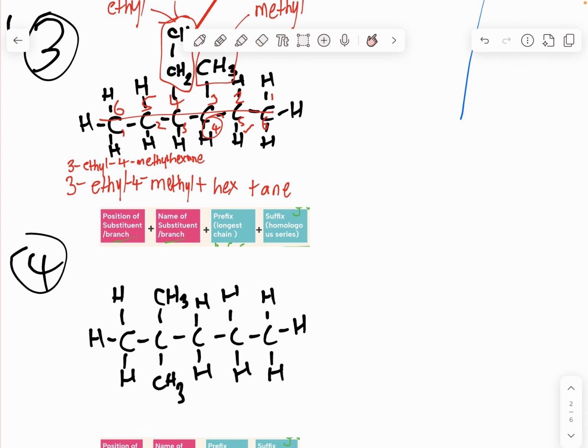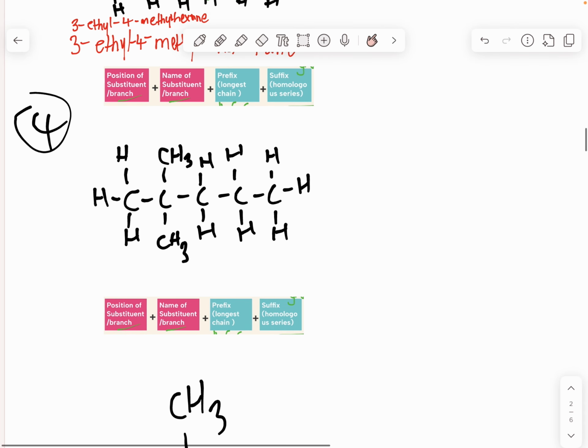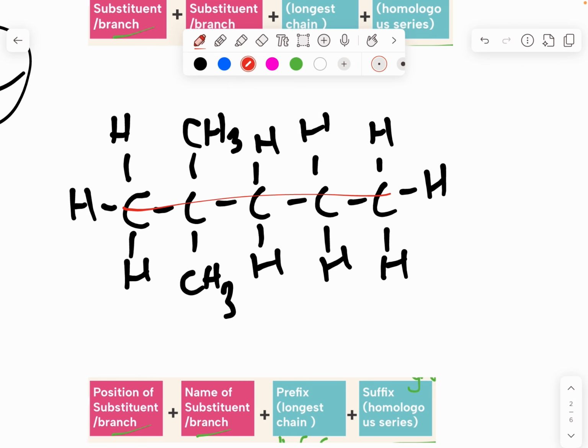The next one, remember, first thing we do, we identify the longest continuous carbon chain. That's going to be it. We have 5 carbons there. If I were to go this way, it would still be 5 carbons. This way, 5 carbons. So I'm just going to do this one since it seems a lot more simple. And for the suffix, we're only seeing C single bond C, so it's ANE. Prefix based on the longest continuous carbon chain: that chain has 5 carbons. 5 is pent.